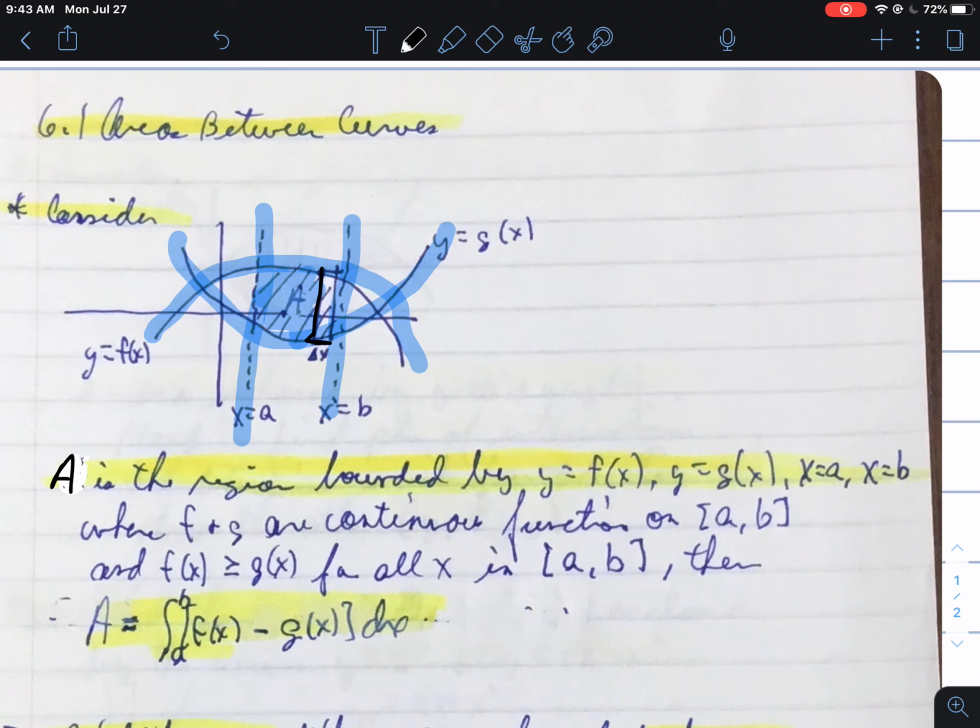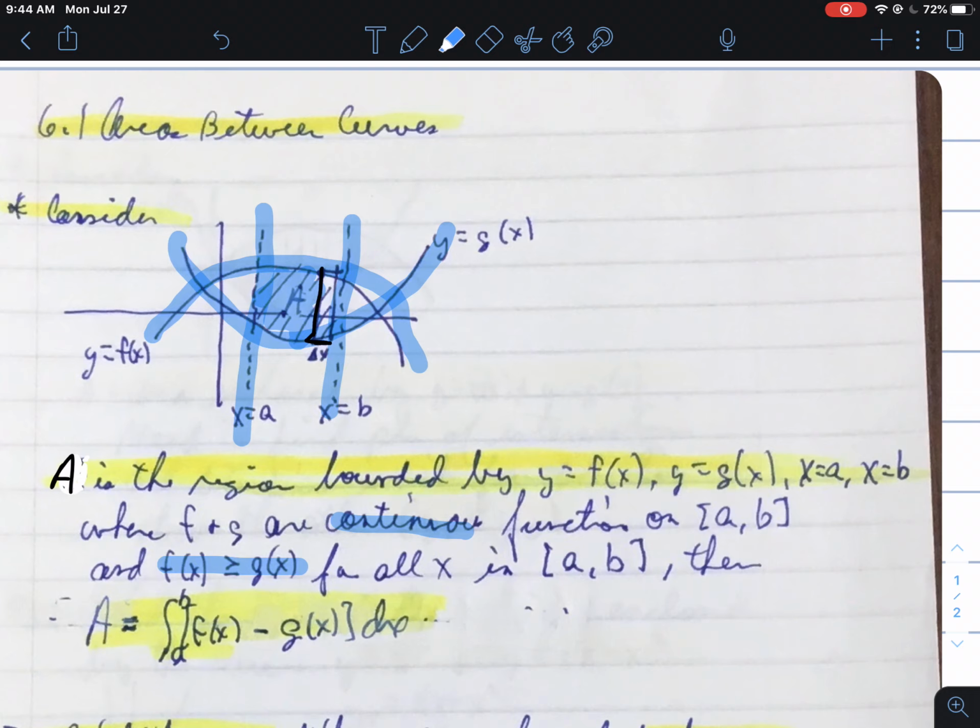So we're going to say that A is the region bounded by the curves y equals f of x, y equals g of x, and the lines x equals a and x equals b, where f and g are continuous. There's our good old continuity again, right? We need continuity over our interval. They are continuous functions on the interval from a to b. And also notice that our function f of x over the interval in question is always greater than or equal to our function g of x, or in other words, the graph of f lies above the graph of g over the interval in question, for all x in our interval from a to b.